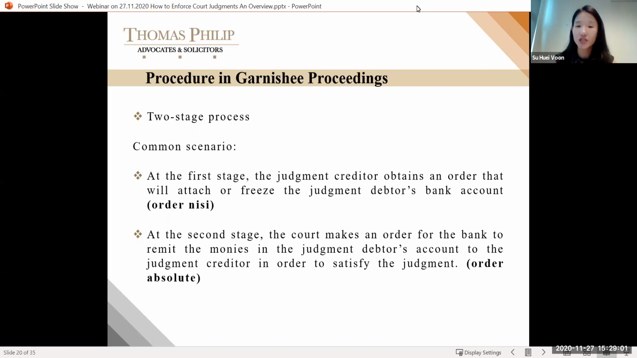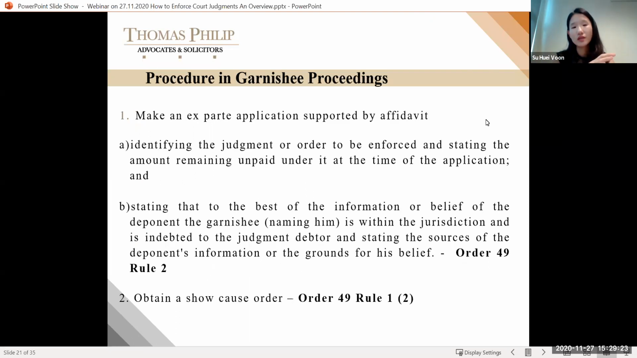But at the second stage, the court will then make an order for the bank, the Garnishee, to remit the monies in the judgment debtor's account to the judgment creditor. So then the money will go to the judgment creditor in order to satisfy the judgment. This is known as the order absolute. So in summary, in Garnishee, it's always a two-step process. First you freeze and then you pay. That's broadly how it would work.